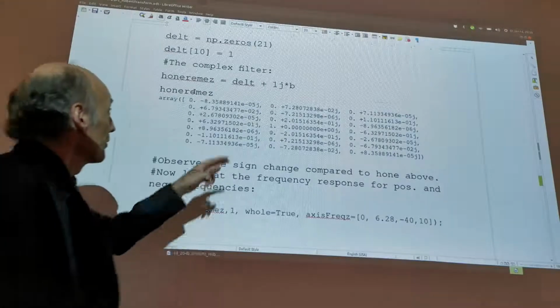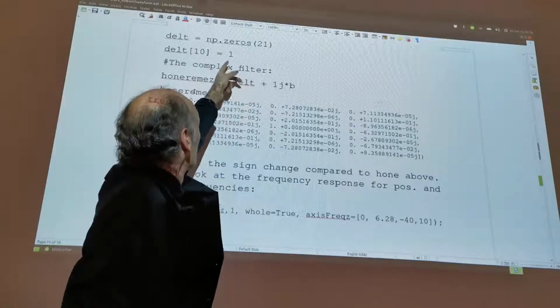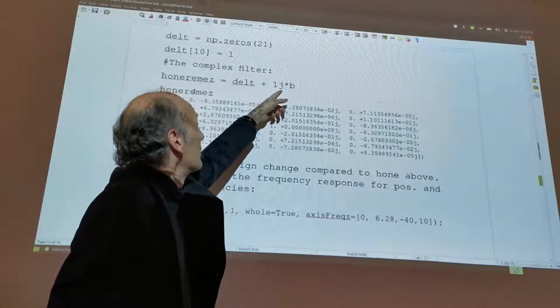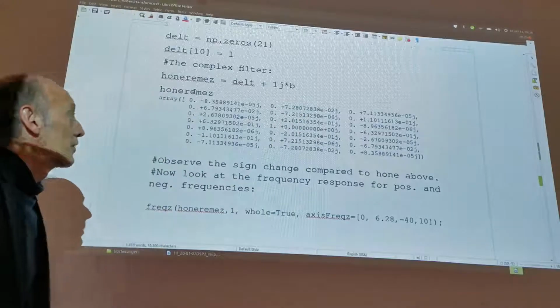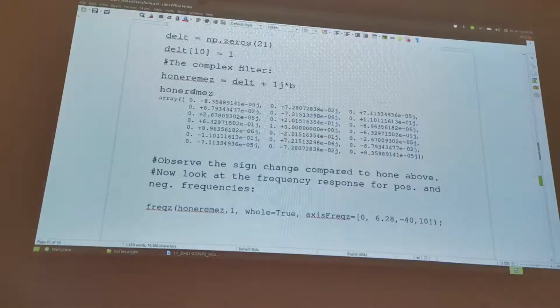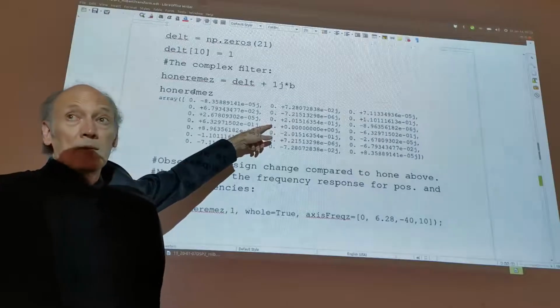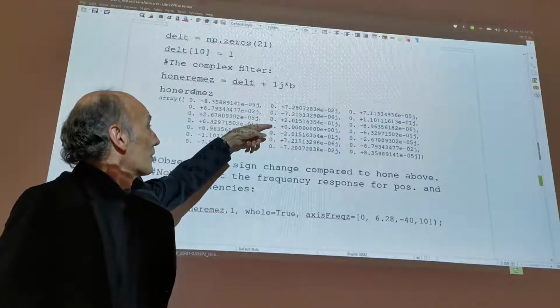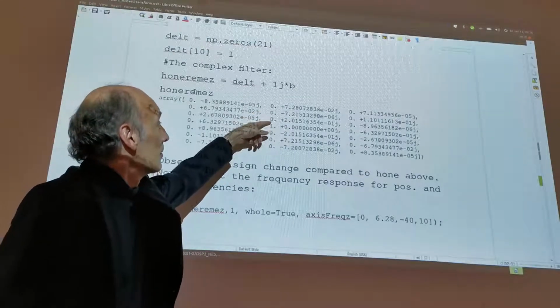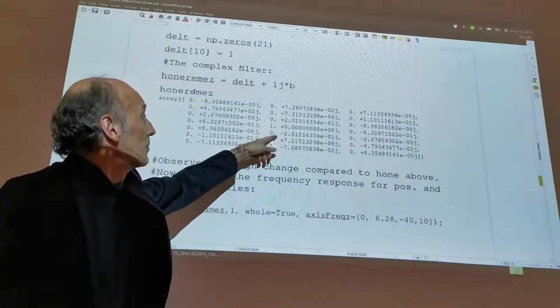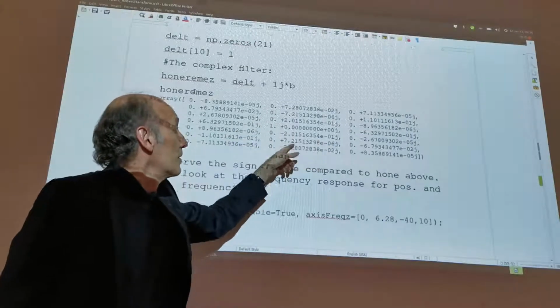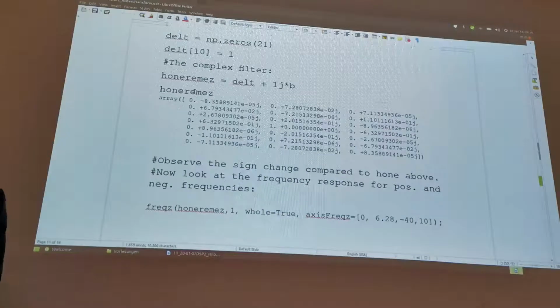Right. So here, this is the 1 at position 10, and then we have the coefficients coming out of Remez around it. So here you can see this is the 1. Right? So this is basically the center. And then here to the sides, we have the coefficients, which are just imaginary parts, to the sides of it.